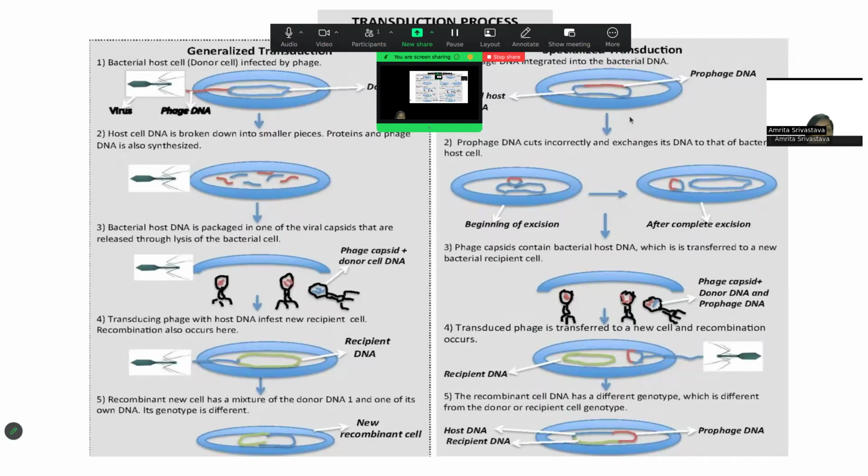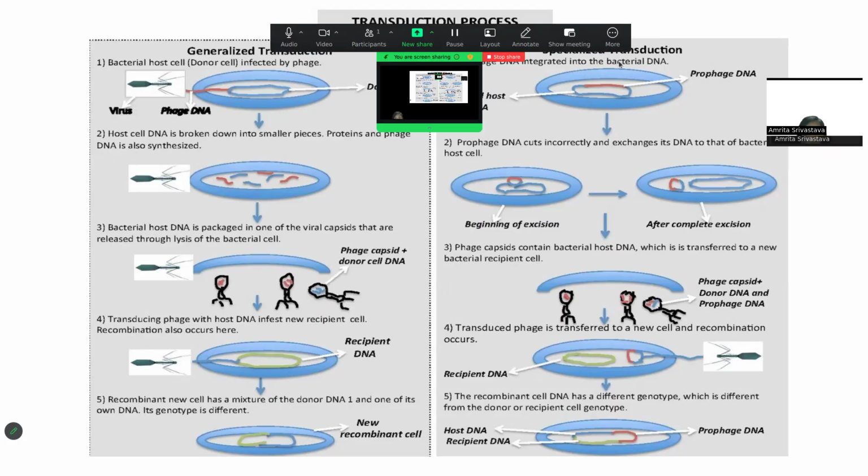So here is the case where, in generalized transduction, this is the bacteriophage, and by mistake, when assembling, the capsid assembly occurs, part of the bacterial DNA also gets inside. This blue color is the bacterial DNA. So mainly it carries its own genetic material, but sometimes the phage by mistake carries the donor cell DNA also, and then when it goes to the other bacteria, it transfers that DNA as well.